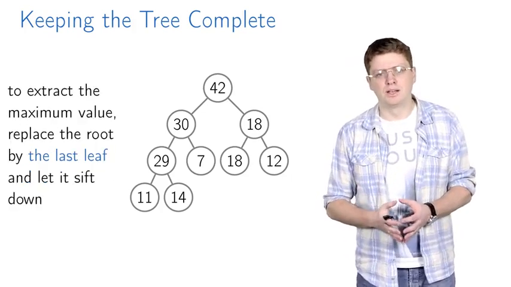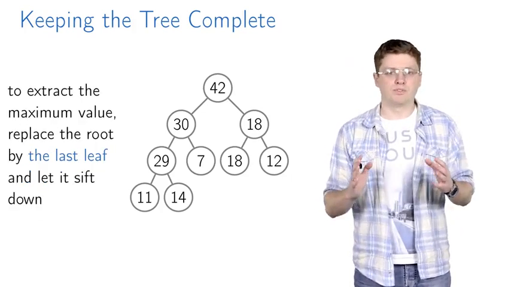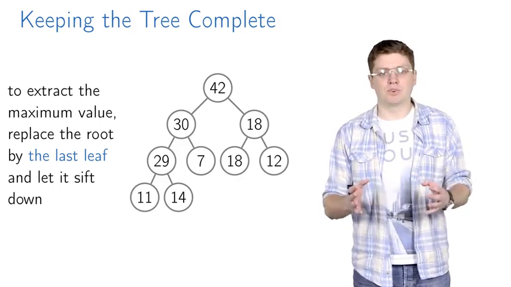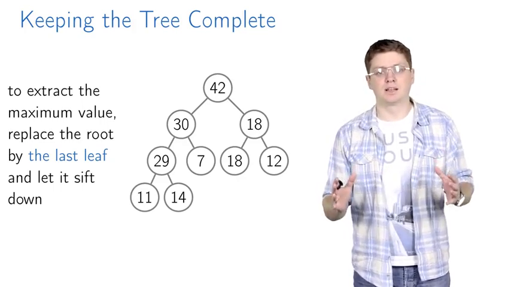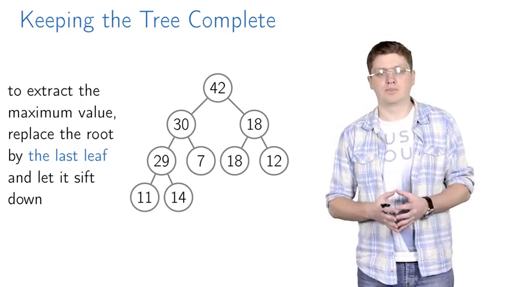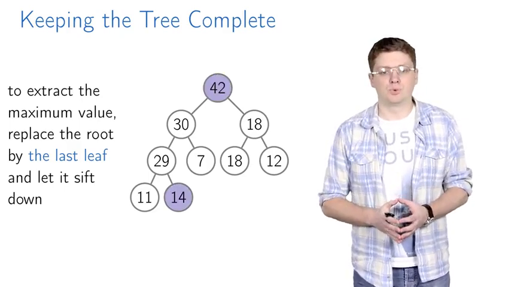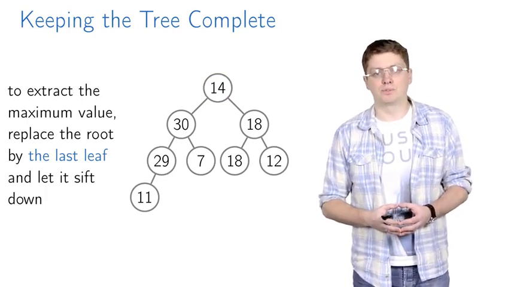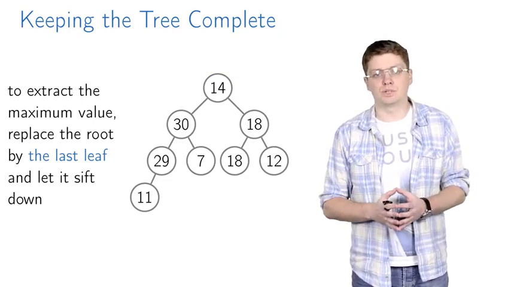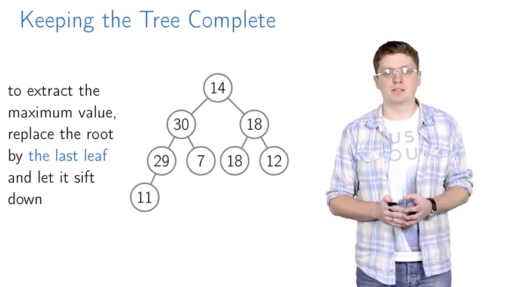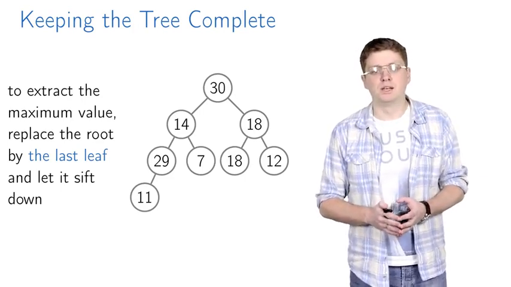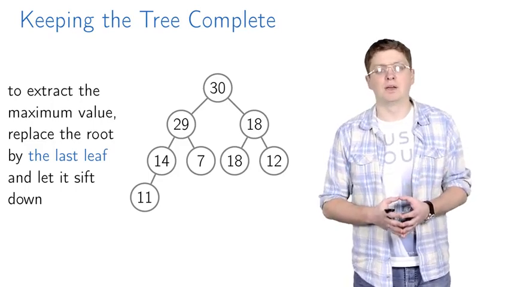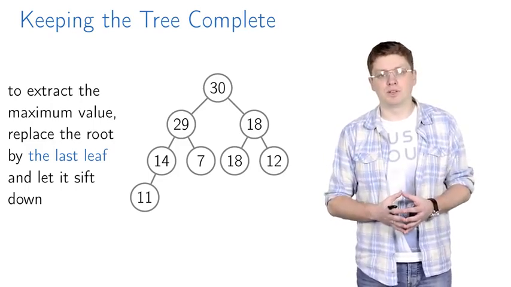Well, when we need to extract the maximum value, recall that we first replace the root by some leaf. Well, in this case, to keep the tree complete, let's just select the last leaf at the last level. In this case, it is 14. So we replace 42 with 14, and then again perform a number of swaps required to satisfy the property of the heap. Okay, so in this case, 14 is swapped with 30, and then 14 is swapped with 29. This gives us a correct heap whose underlying tree is a complete binary tree.